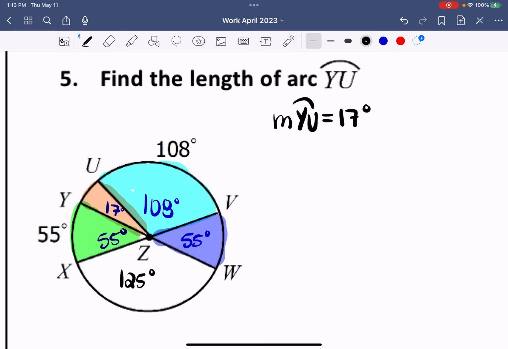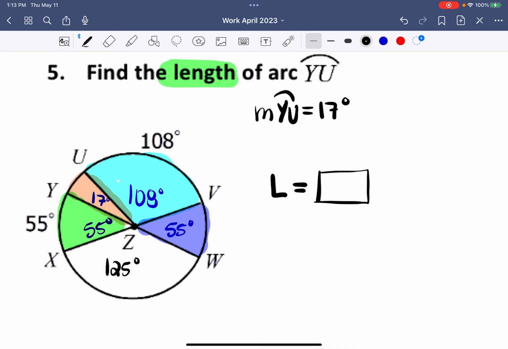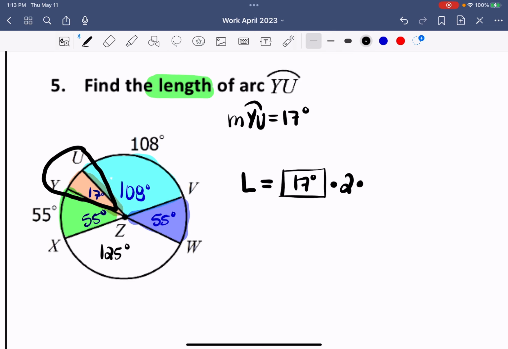But the question didn't ask for how many degrees. It asked for the length. So now that's a formula. In order to find the length, you are going to take the degree. So that would be 17 degrees because we only want this one, times 2 times the radius.